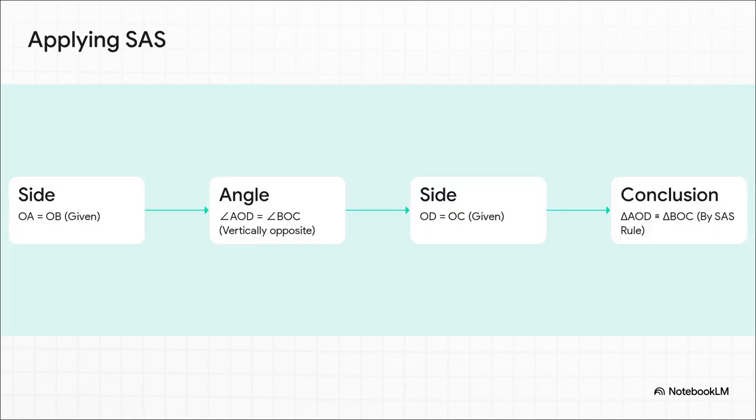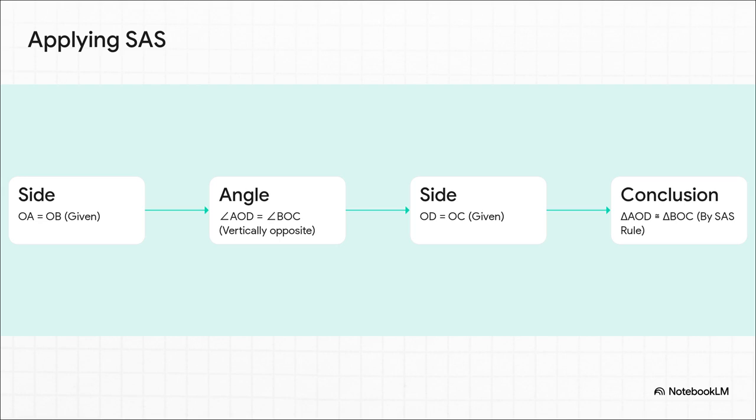All right, let's try a real problem. The question says we are given that OA equals OB and OD equals OC. Okay, so first we have a side, OA equals OB. That's given. Then we have another side, OD equals OC, also given. Now, what about the angle between them?